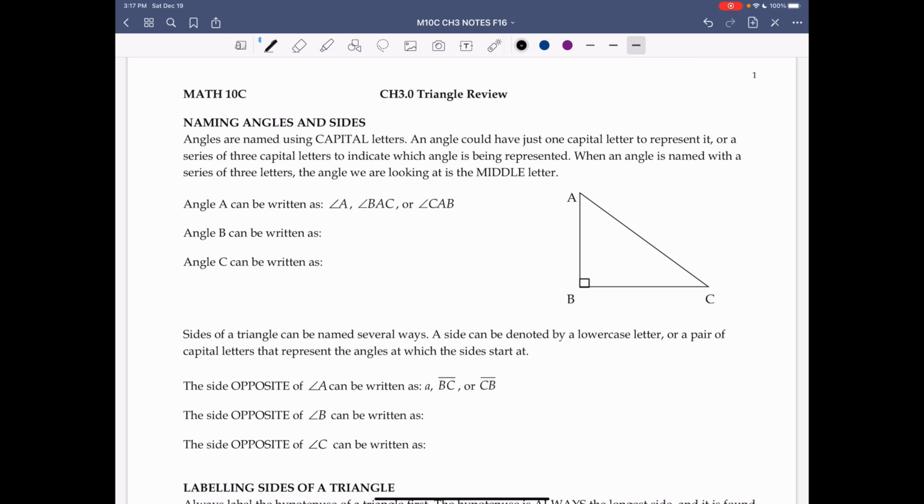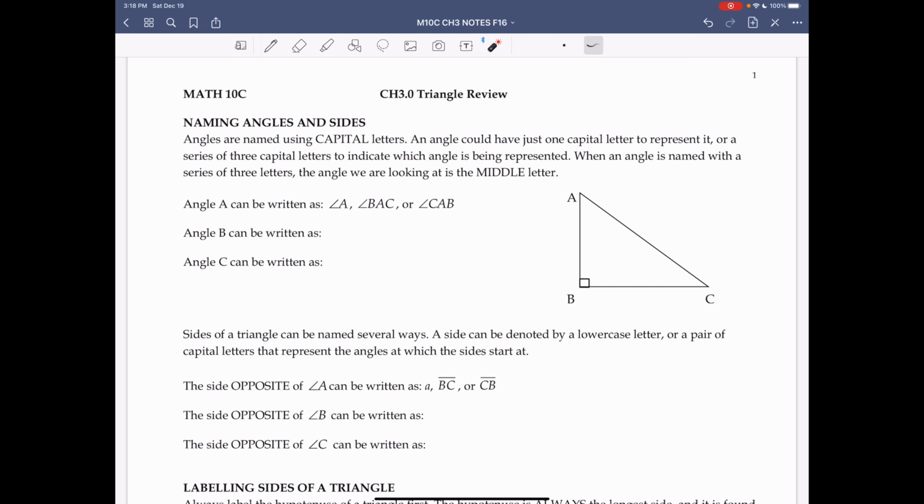Angle A, which is here, can be written as the angle symbol and then capital A, or it can be written as angle BAC, which means start at B, go up to A, and then go to C, and the angle that's formed between those 2 lines, which would be here, is the angle we're looking for. Or we could name it angle CAB, which means go from C to A and then to B, and the angle formed between those 2 lines, which would be here, is the angle we're interested in.